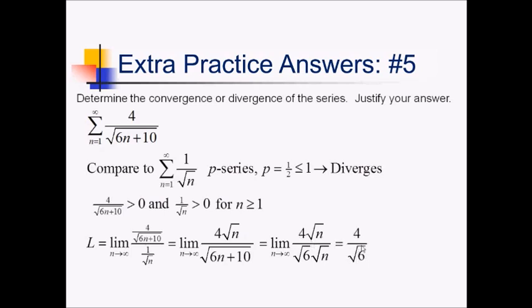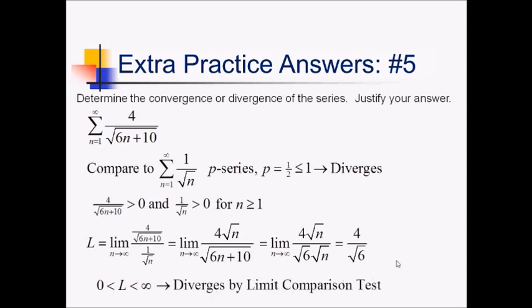The important piece here is that this is a positive finite number. It's a number, it's an L value. I labeled this as L. This is an L value between 0 and infinity. Therefore, since my comparison series diverged, I'm going to write that my original converges, or diverges rather, by the limit comparison test.